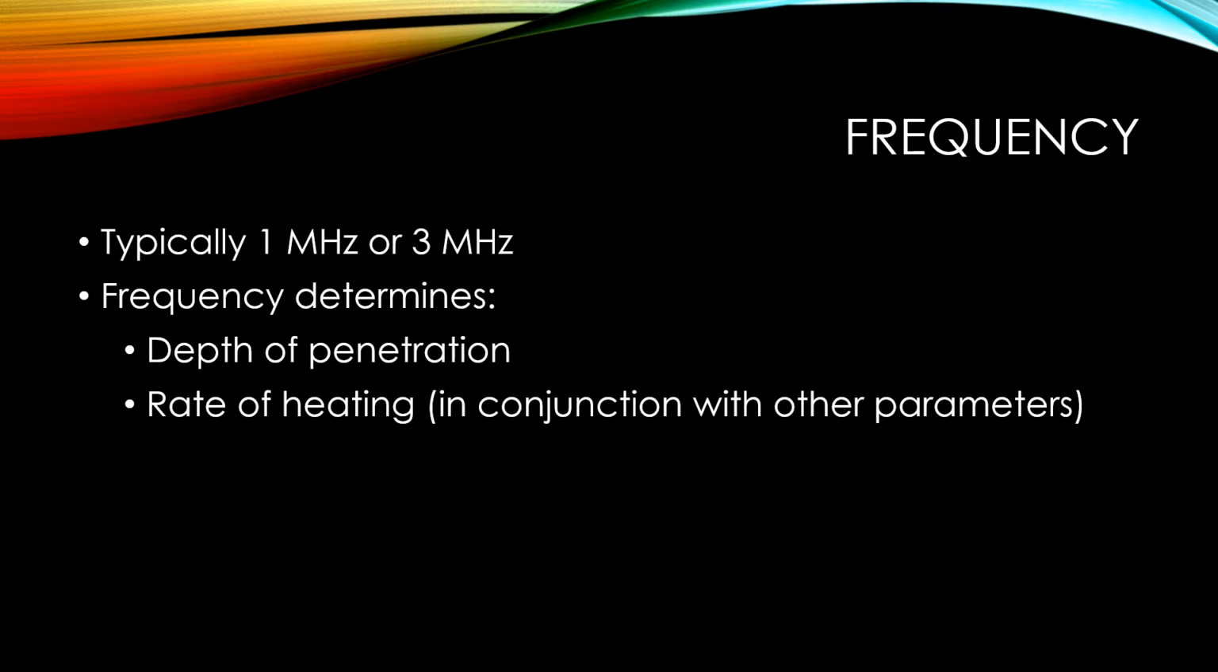So first, let us consider ultrasound frequency. That is the number of waves per second, or number of cycles per second, that we have in our therapeutic ultrasound. As I mentioned in the previous video on ultrasound properties, ultrasound as used by therapists in the clinic is typically 1 megahertz or 3 megahertz or somewhere thereabouts.